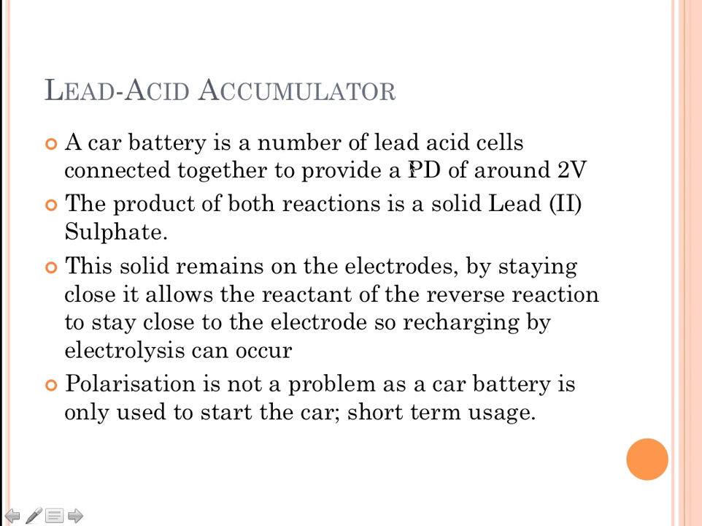Okay? It's a lot of lead acid cells connected together, so it is a true battery. Because remember, a battery is many cells linked together, and we get a potential difference or a voltage of around 2 volts. The product of both reactions is a solid, lead sulphate, and it stays on the electrodes being a solid, so therefore we can reverse it by changing the polarity. Okay? It will get polarized, but you use your car battery just to start the car, and so we don't need a long-term usage.